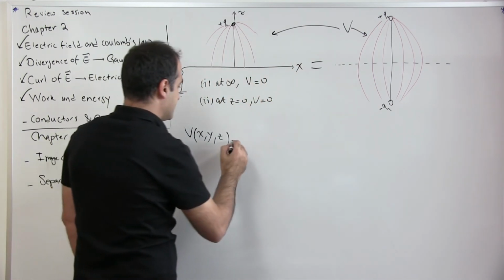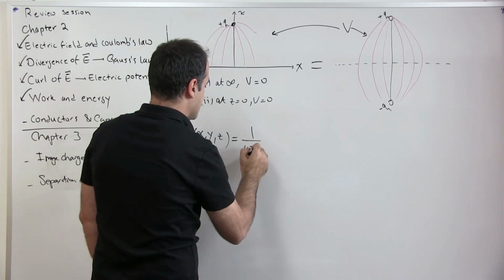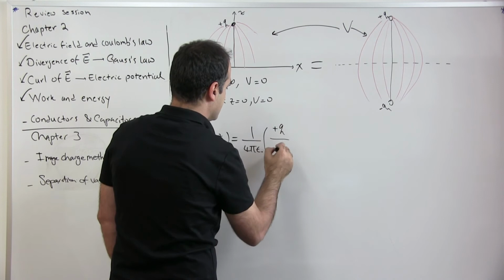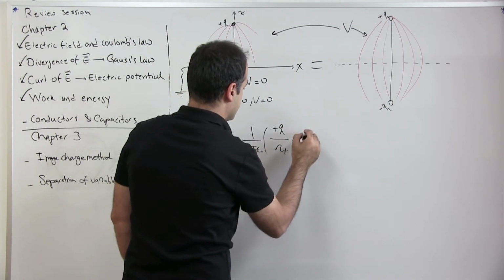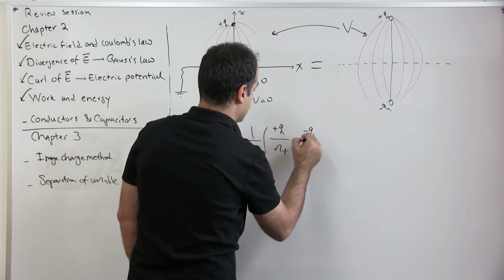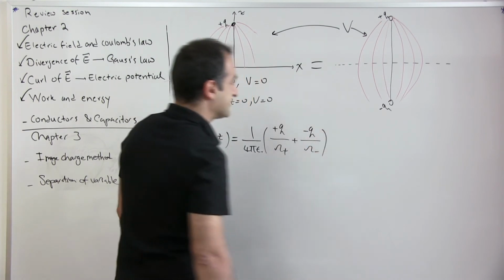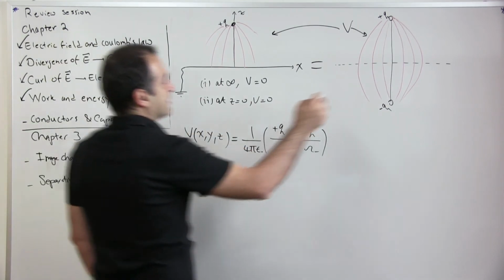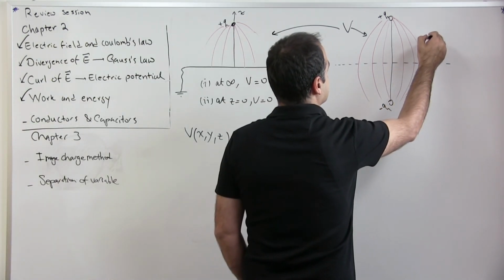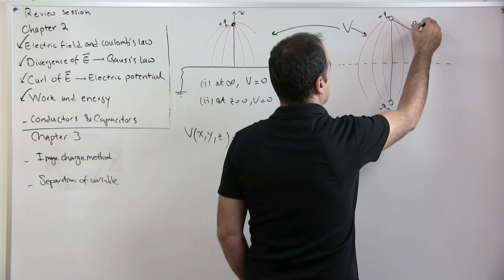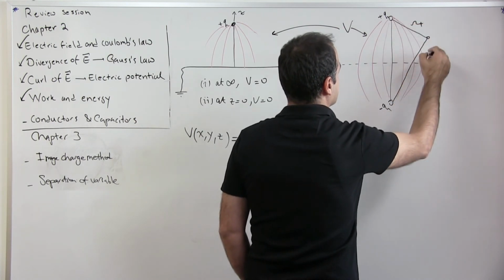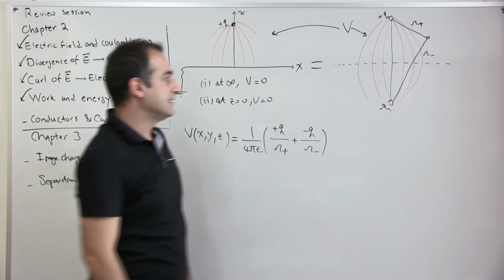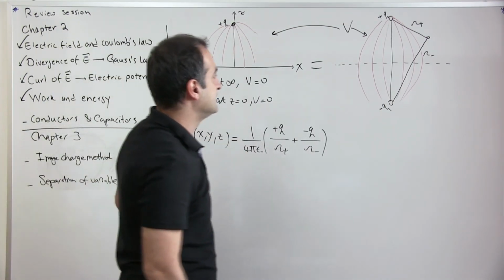So now if you look at this, two point charges give simply 1/4 pi epsilon 0 times positive q divided by r plus, plus negative q divided by r minus, okay? So what is r plus, what is r minus? If you're standing at this point, the distance from the positive charge is r plus. The distance from the negative charge is r minus, okay?